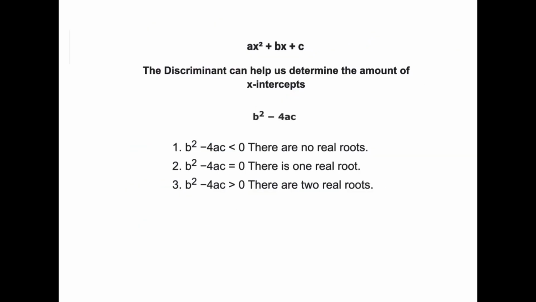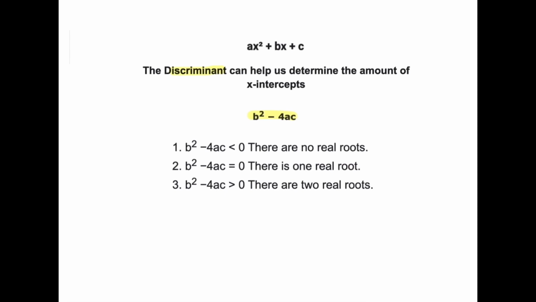The two equations that we solved together had two x-intercepts. You can have two x-intercepts, one x-intercept, or none. The discriminant can help us determine the amount of x-intercepts. This is the discriminant, b squared minus 4ac.